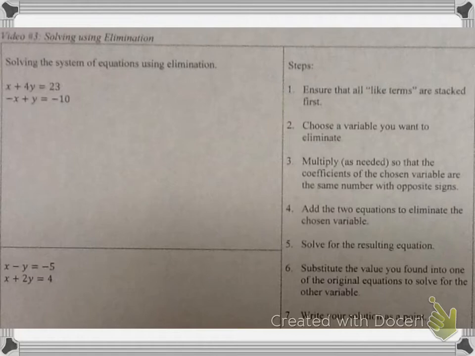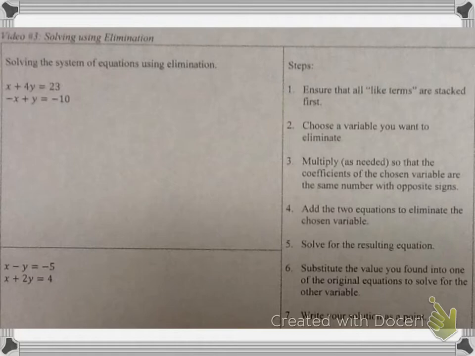So we want to make sure that all of the like terms are stacked up. What I mean by that is you want all of the x's stacked on top of the x's, all of the y's on top of the y's. Likewise, all of the equal signs stacked on top of each other, and all of the constants. So constants are numbers that don't have a variable attached to them. So in this case, it looks like everybody is stacked up.